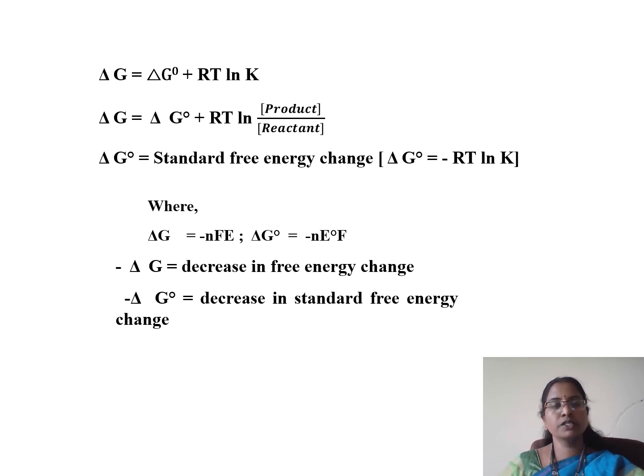But delta G equals minus N into F into E. So delta G involves N, the number of electrons involved in oxidation or reduction, that means the number of electrons involved in the losing or gaining process. F is 1 Faraday, which equals 96,500 coulombs. E is the electrode potential.